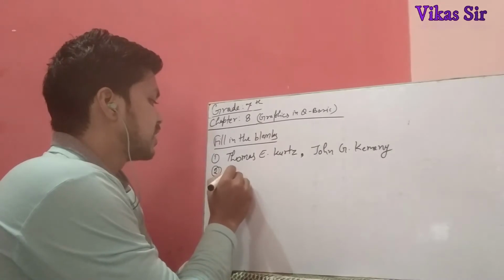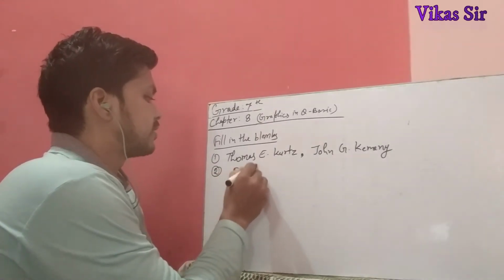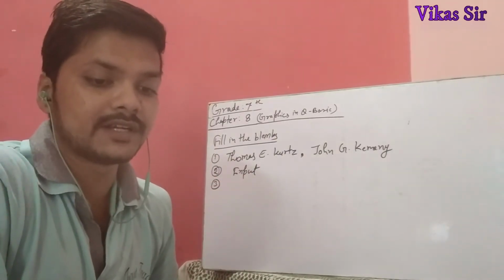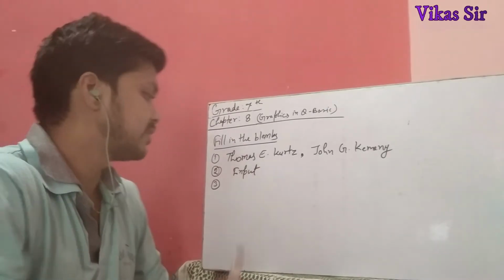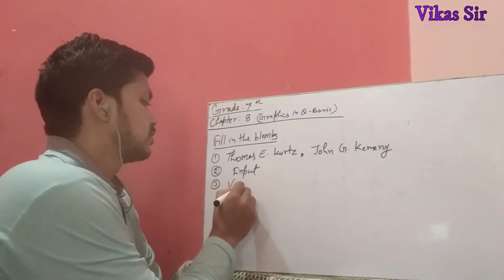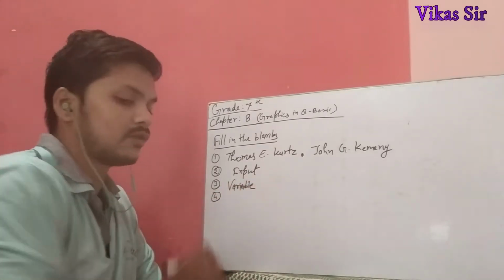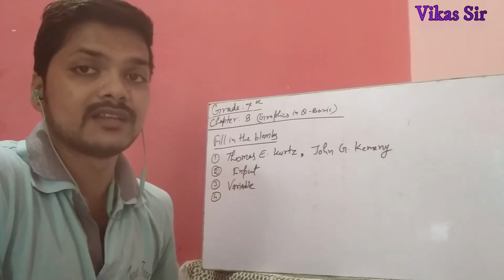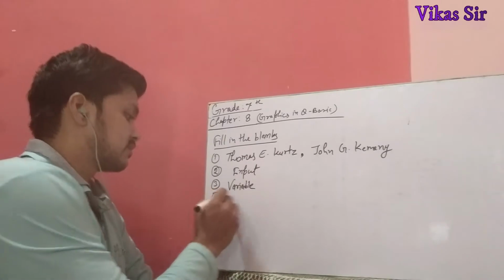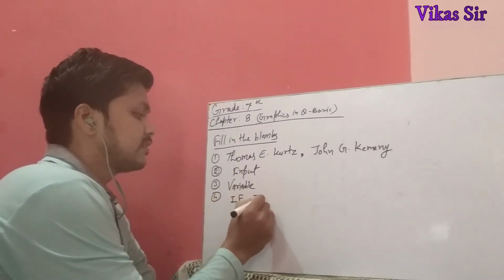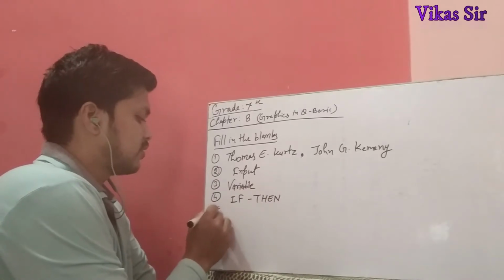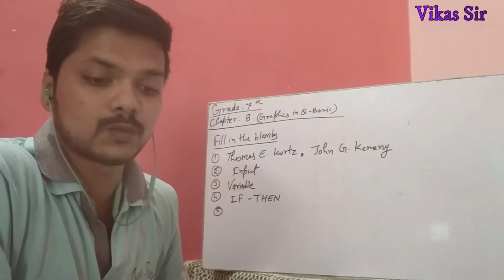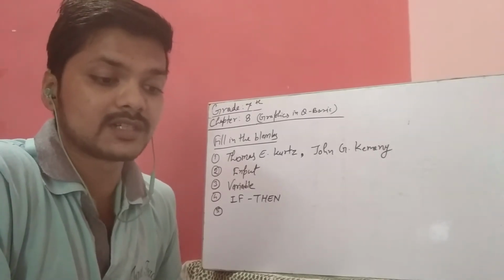Now next is which command allows us to enter information when the program is being executed. So here in second, the input command is used for that. Input, right here input. Now third, which is a meaningful name of data storage location in computer memory, that is known as a variable. So we have to write in third, that is variable. Now fourth is what statement is used to make decisions based on comparisons. So here we have to fill if-then. Right here if dash then.